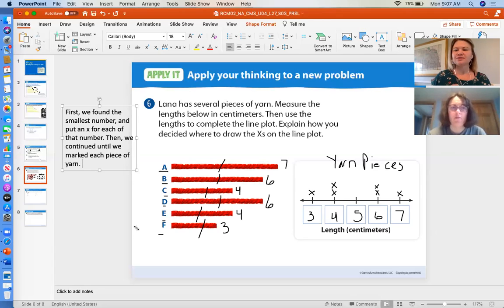So then we continued until we marked each piece of yarn, right? We continued to look at the number and marked them on the line plot. And then we went back and we counted and we made sure that we made 6 X's because there were 6 pieces of yarn. So we just use words to describe what we did.